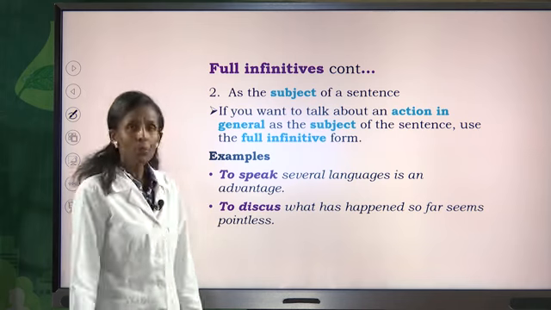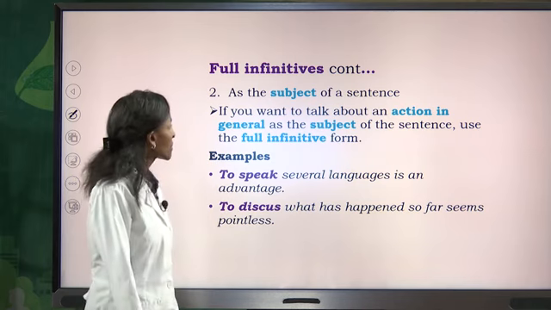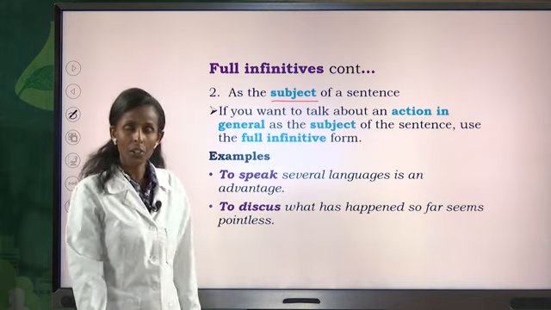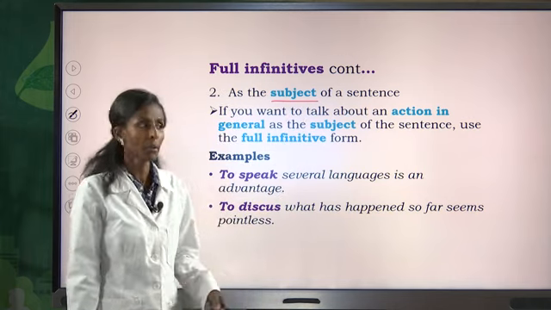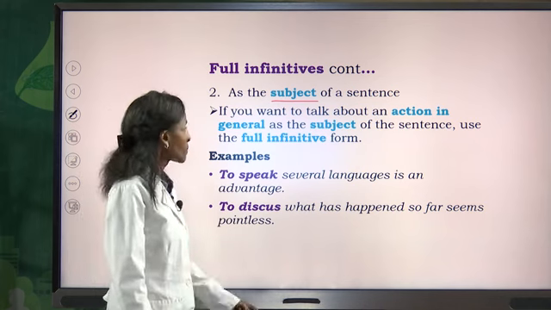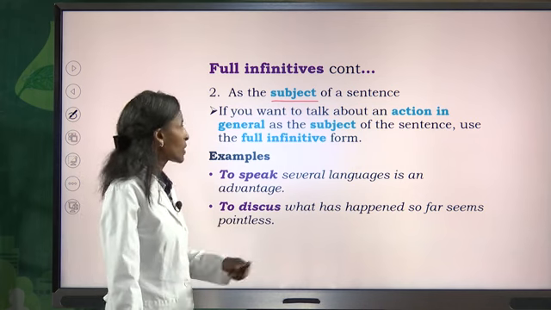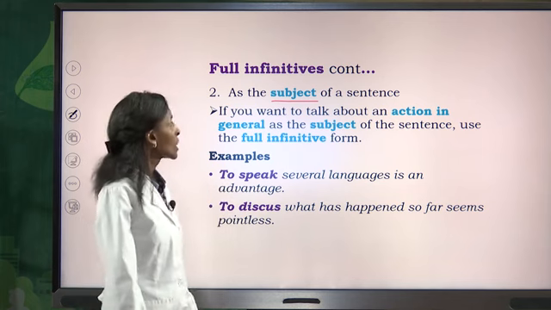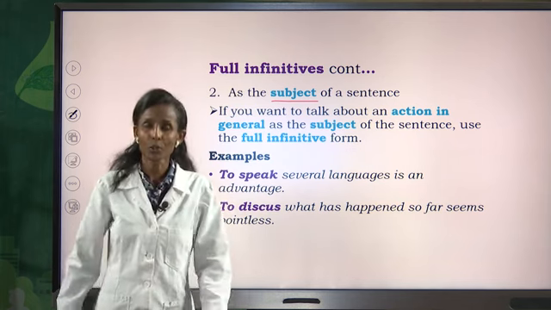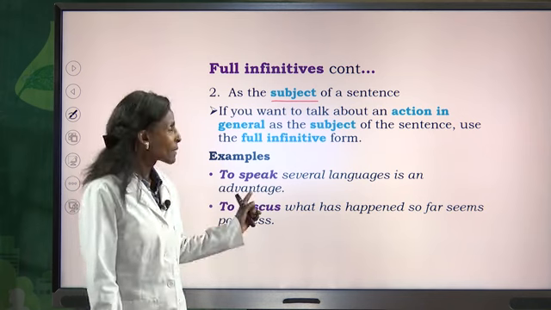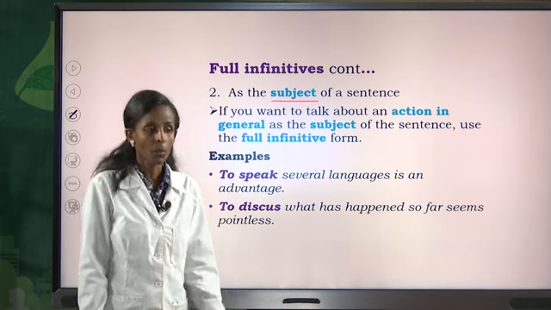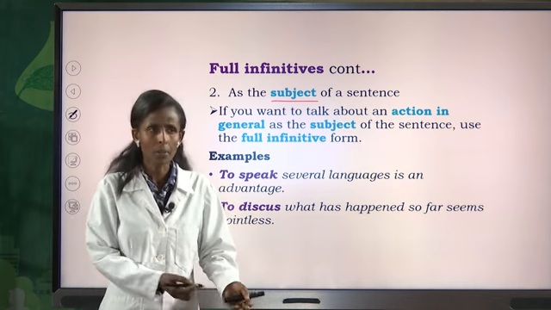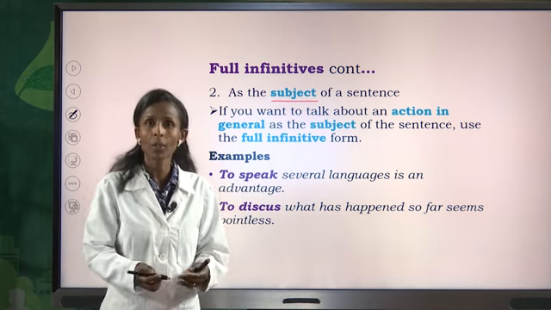Good. We move to the second use of the infinitives, which is as the subject of a sentence. Previously, we saw how the gerund is used as subject, object, complement of the verb to be, and object of a preposition. Here you have, again, the full infinitive used as the subject of a sentence. It's possible, but sometimes it might be difficult for you. When you are given a test, for instance, should I use the infinitive or the gerund as a subject? Because they both can be the subject.